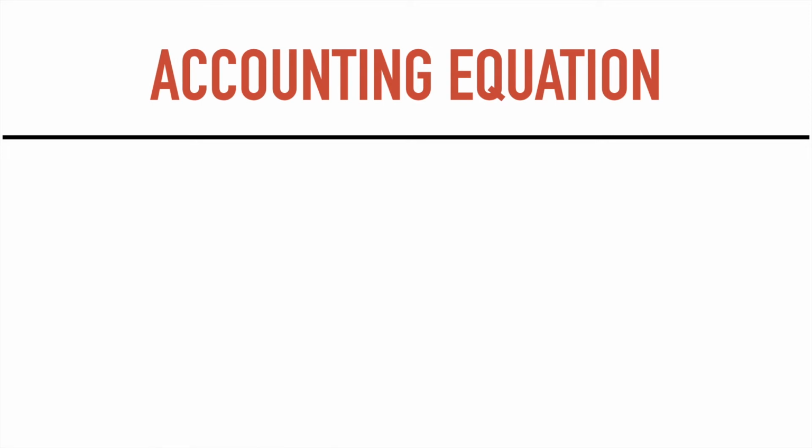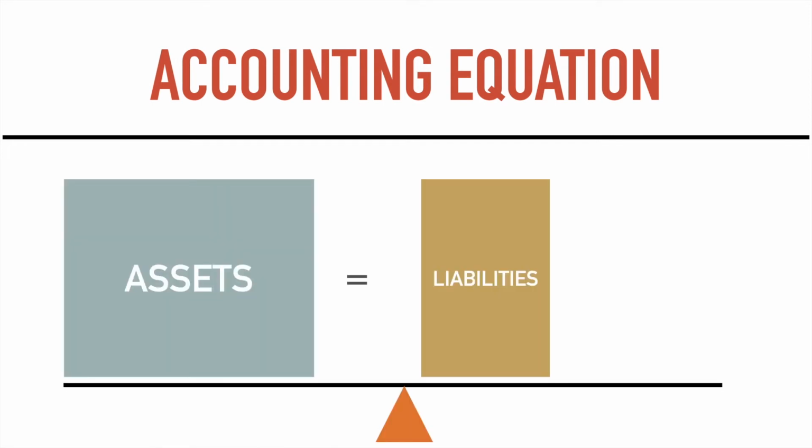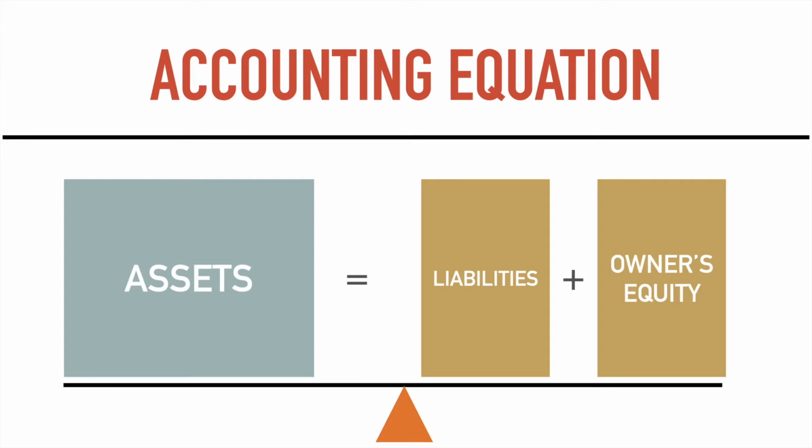Hey class, so we're going to proceed to our next topic. But before that, let's have a recap of what we had last time, which is the accounting equation. Sabi sa accounting equation, assets equals liabilities plus owner's equity. So makikita natin dito that the assets should not be bigger or smaller than the liabilities plus owner's equity. It should always be equal.